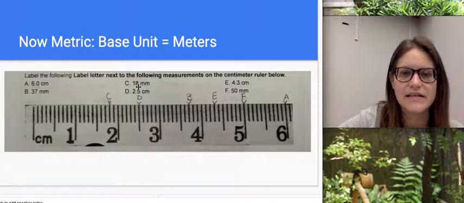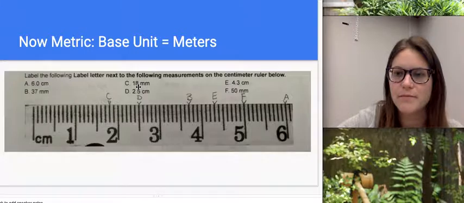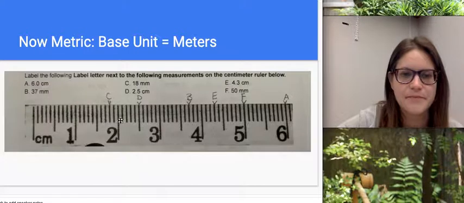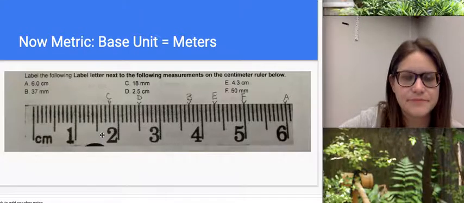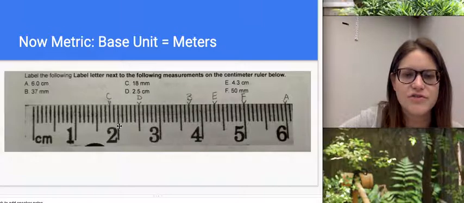Then we have 18 millimeters. That's 1.8 centimeters. So that is going to be just 2 millimeters shy of the 2 centimeter mark. Or here is the 10 millimeters, or 1 centimeter. And then we would count, here's 1.5, 1.6, 1.7, and 1.8, or 18 millimeters.